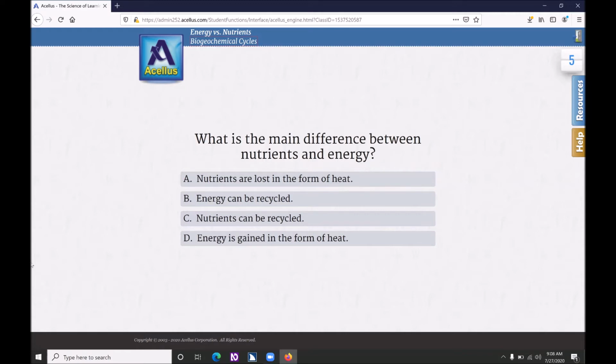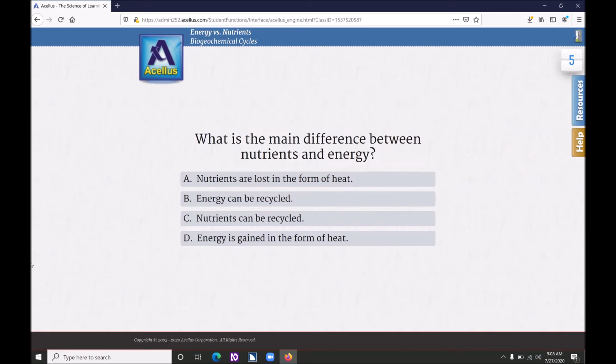Heading level 6. Biogeochemical cycles. Heading level 3. What is the main difference between nutrients and energy? Heading level 5. Nutrients are lost in the form of heat. Heading level 5B. Energy can be recycled. Heading level 5C. Nutrients can be recycled. Heading level 5D. Energy is gained in the form of heat. Next graphic. So basically, I can choose one of those, and it's actually going to work, and it gives me the choices, and I can read them just fine.